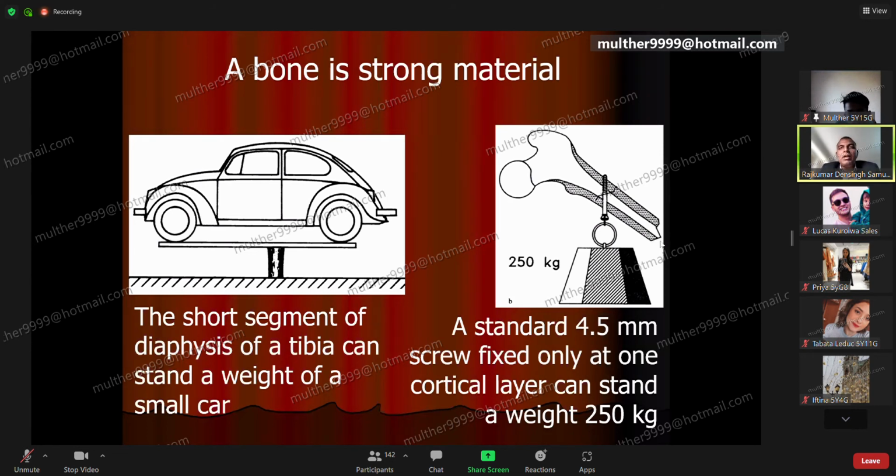We can mount a car, that is approximately 110 worth. And what happens? It is not going to break already, or vice versa. If you take a bone, for example the femur, and you put a screw on the cortical layer of bone, you can hang 250 kgs of weight, and it's not going to break. So this shows that bone is a very strong material.